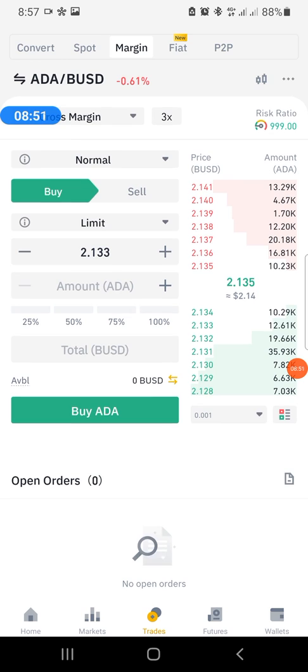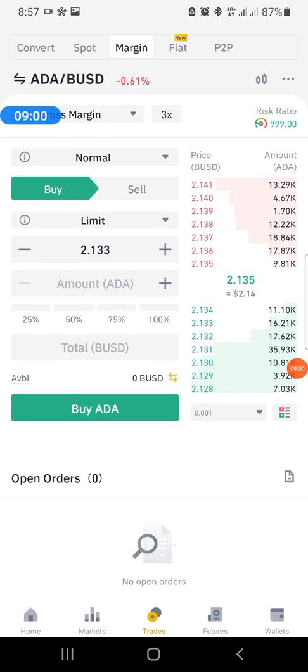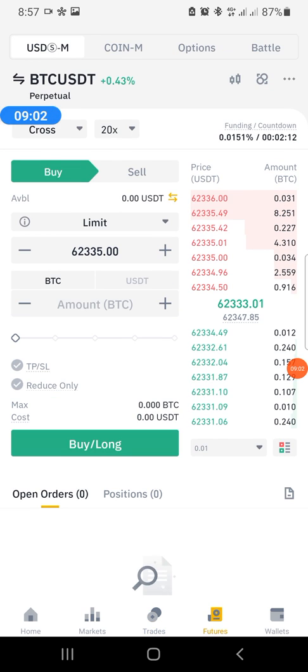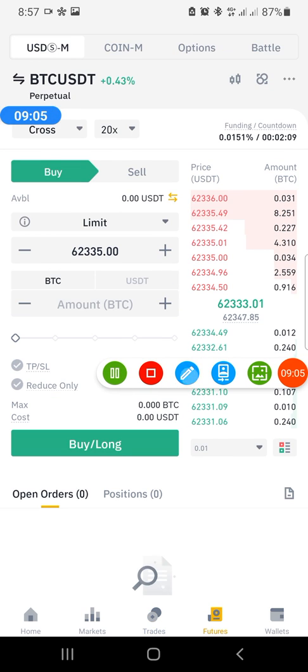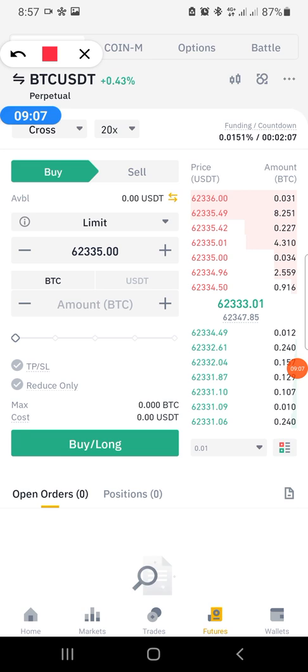spot price. Now, in spot trading, you are physically purchasing the coin, whereas in the futures market, you are predicting the price movement of the coin. Now, what is futures trading? Futures trading is the prediction of the price of a particular coin based on price movement.